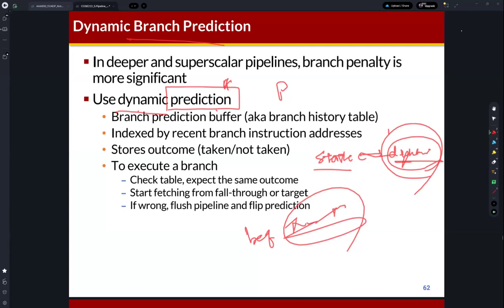So prediction means we can predict the result of this branch instruction before the branch is executed. Then how? How can we predict the future event?